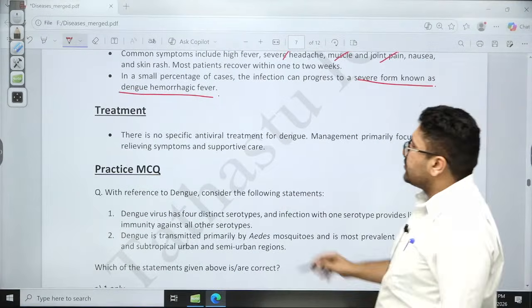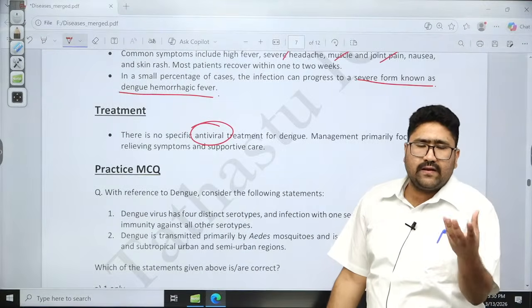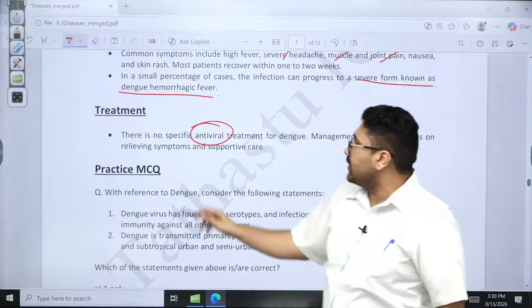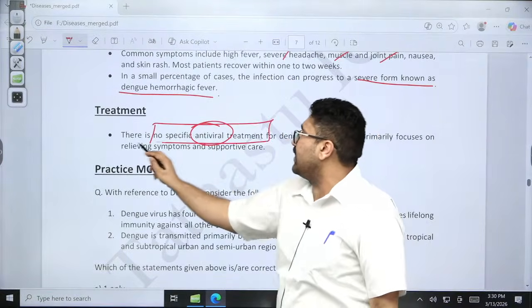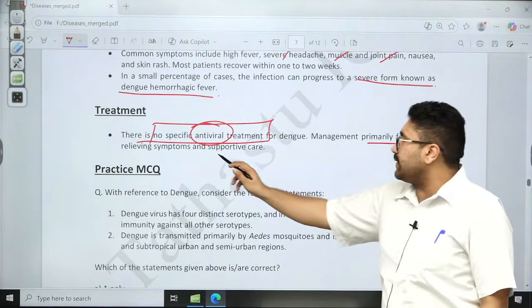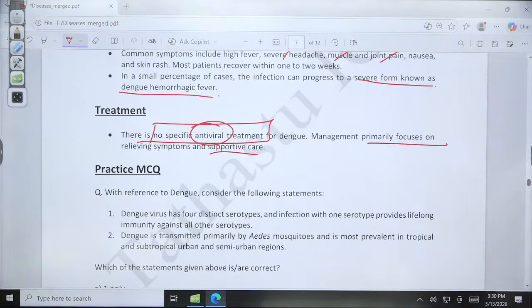Treatment, we all know, since it is a viral disease, viruses cannot be killed, their efficiency can only be reduced. Therefore, there is no specific antiviral treatment for dengue. Management primarily focuses on relieving symptoms and supportive care. Gili patiyan or bar change, getting liquid diets, all such things will help in giving support to the body, which will help in faster recovery.